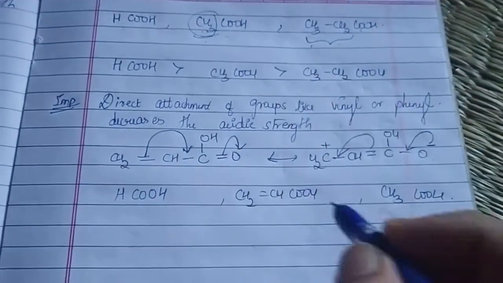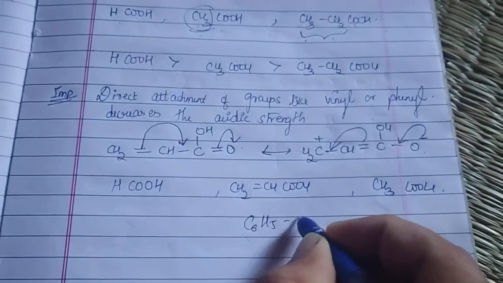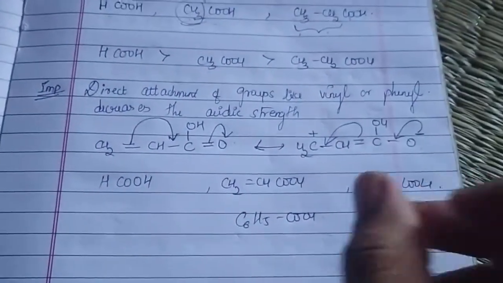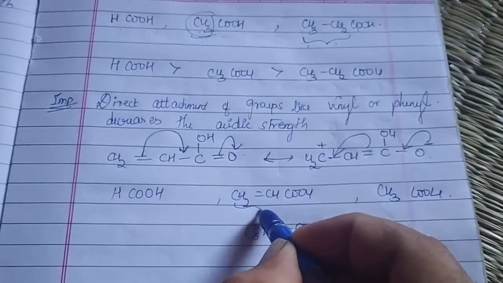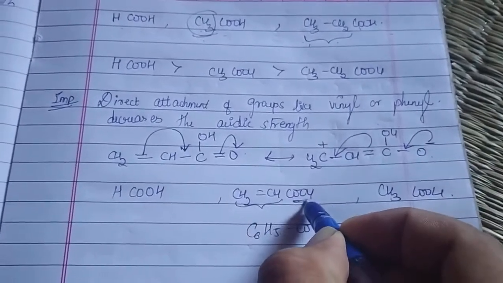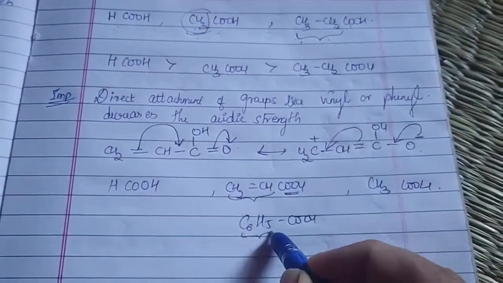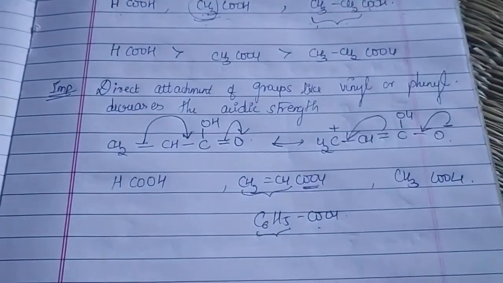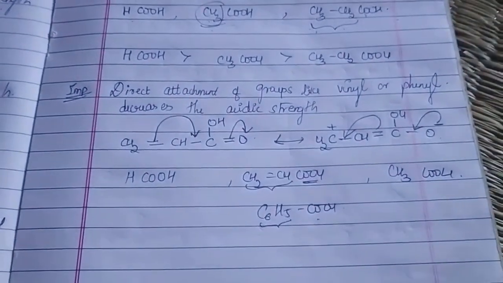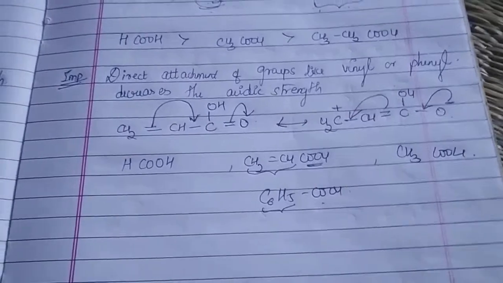As I mentioned, one phenyl group is put on, C6H5COOH. Of course, you can see that here the vinyl group is directly attached to the carboxylic group. The phenyl group is also directly attached to the carboxylic group. So whenever these groups are attached, of course, it also decreases the acidic strength.